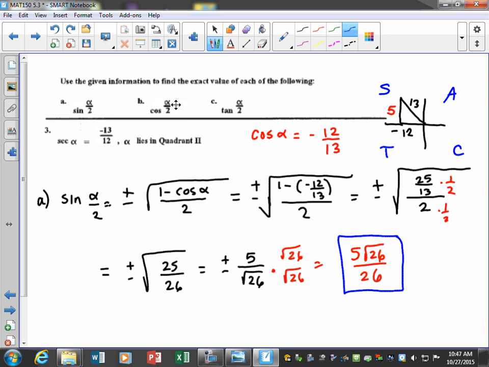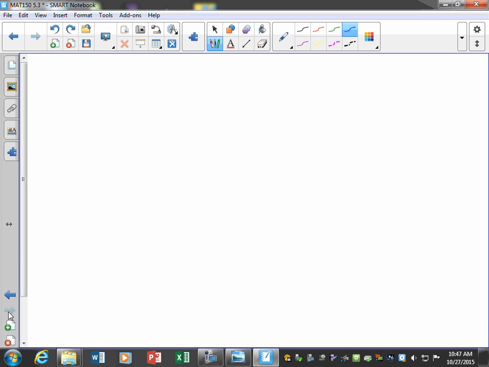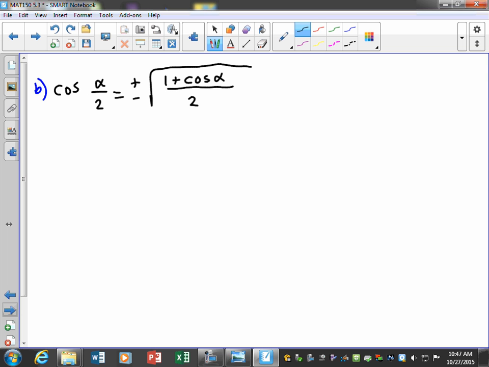All right, next we're going to do cosine of alpha over 2, using that same information. Part B: cosine of alpha divided by 2 equals plus or minus the square root of 1 plus cosine alpha over 2. Okay, so that's our formula. And our first substitution is going to be 1 plus cosine alpha right there. We're going to put negative 12 over 13 in.